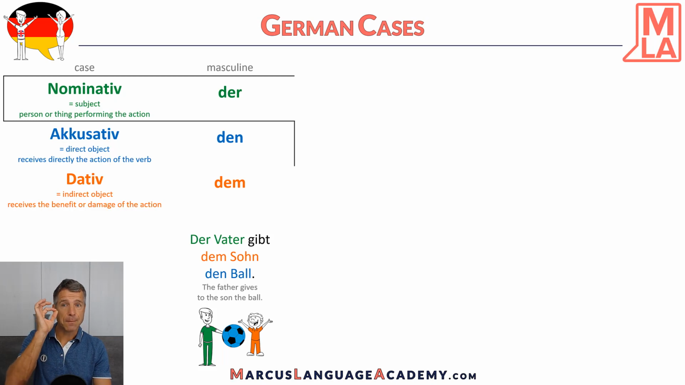You see, the masculine article is normally der, and you can see it in nominative: der Vater. For accusative, den Ball, there is a change. Der changes to den. And dative changes again and we have dem. Therefore it's so important to know the gender of our noun and also the case. So for masculine we have der, den, dem. As an example: der Vater gibt dem Sohn den Ball. In a normal sentence, first we have the dative and then the accusative.